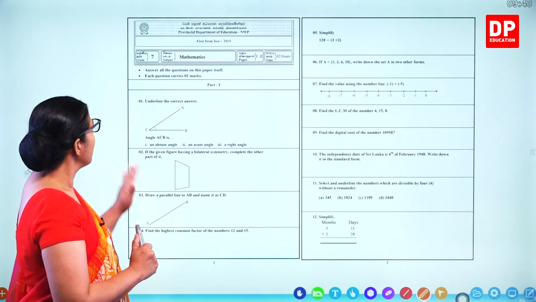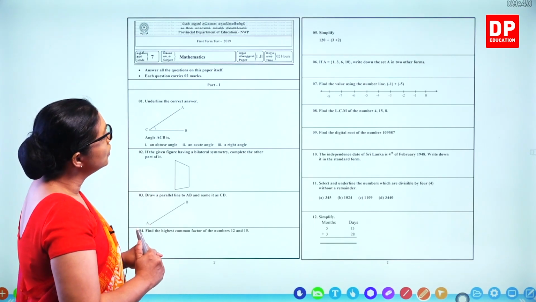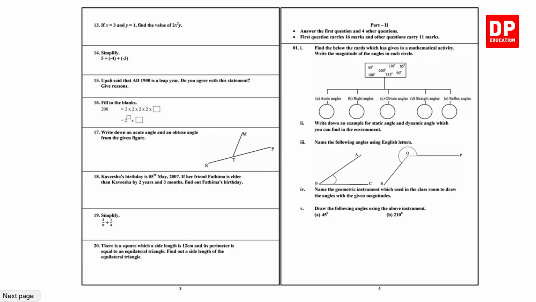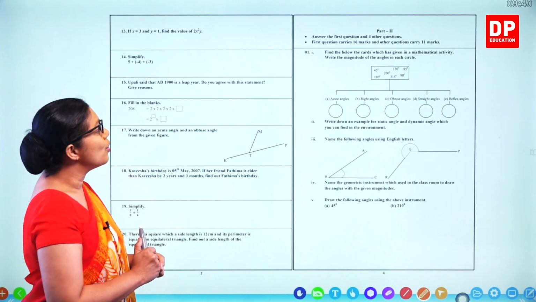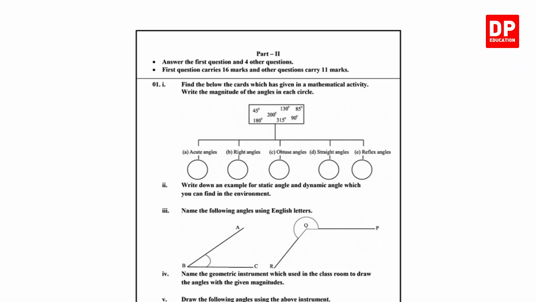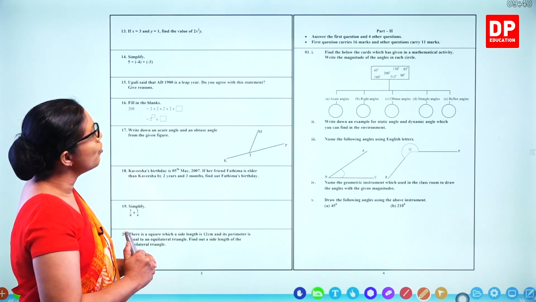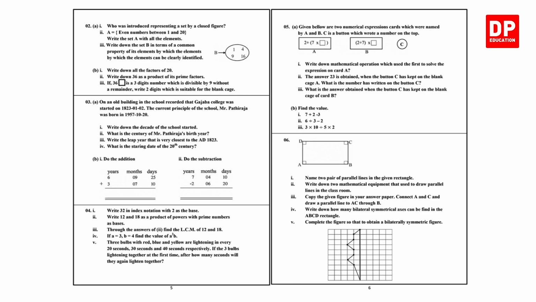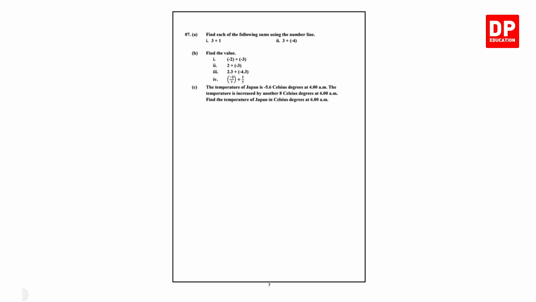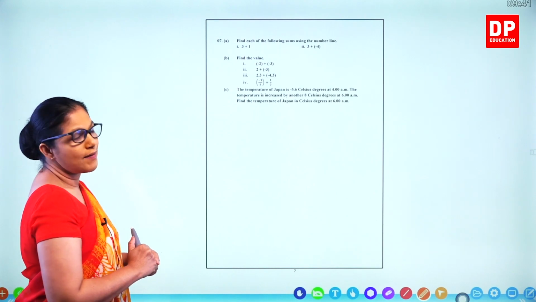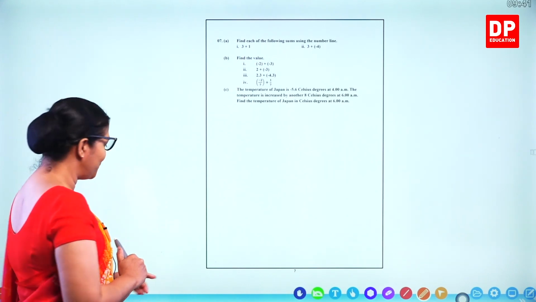That's part 1. First page you get 1 to 4, then 5 to 12. Next page 13 to 20. Then you get part 2. Answer the first question and 4 other questions. First question carries 16 marks and the other questions carry 11 marks each. So you get question number 1, then 2, 3, 4, and then you get 5 and 6. Last page, question number 7. So let's do this paper now.